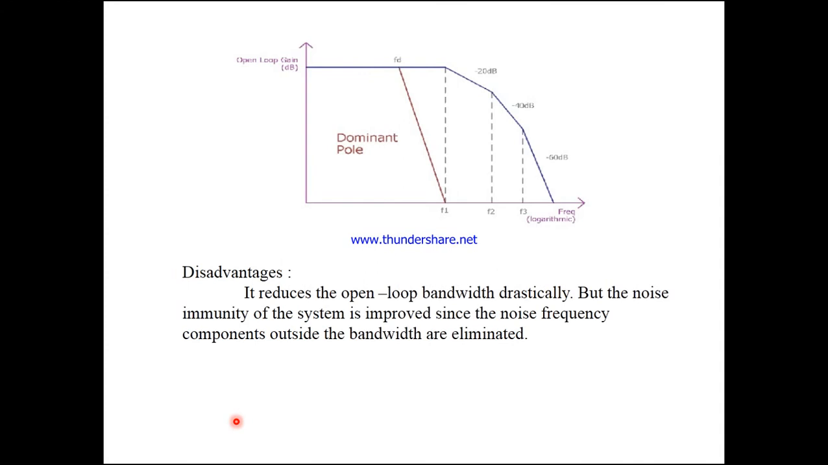Here, when we are seeing the dominant pole characteristics, the gain passes through 0 dB at the frequency of F1 with a slope of minus 20 dB per decade, and the value of the capacitor C can be calculated from FD equal to 1 by 2 pi RC. One of the disadvantages is that it reduces the open loop bandwidth drastically, but the noise immunity of the system is improved since the noise frequency components outside the band are eliminated.